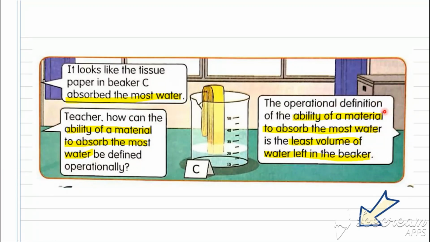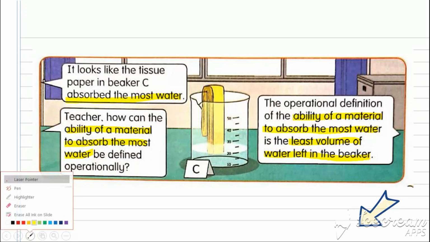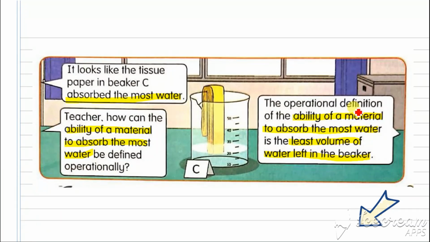So what they are connecting here is this concept, which is the ability to absorb water. This is the concept. Okay, while the least volume of water left in the beaker is the observation. So you have to connect the concept and also the observation.